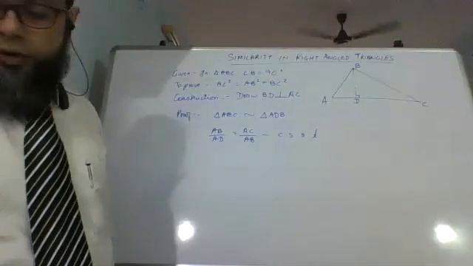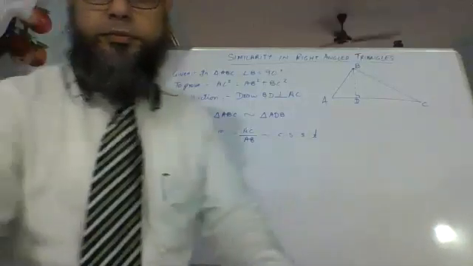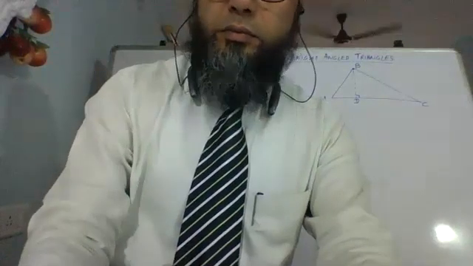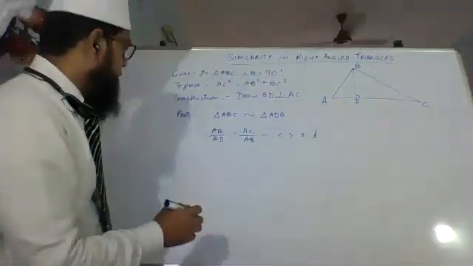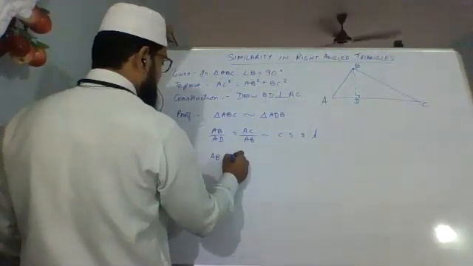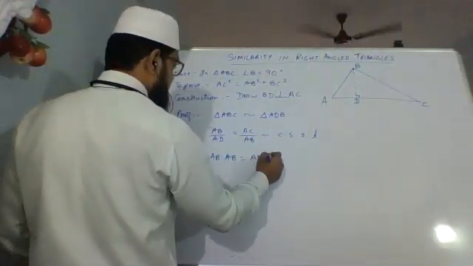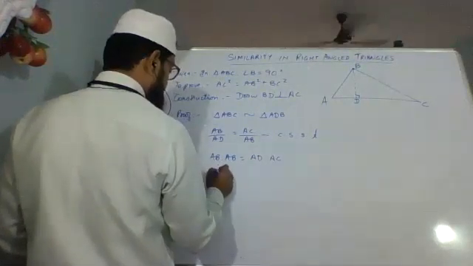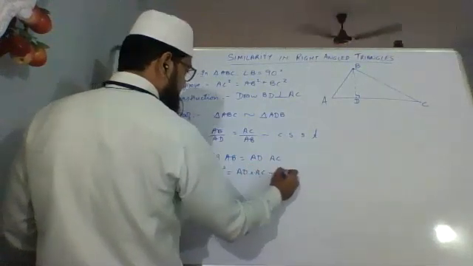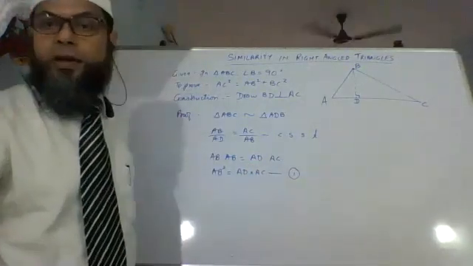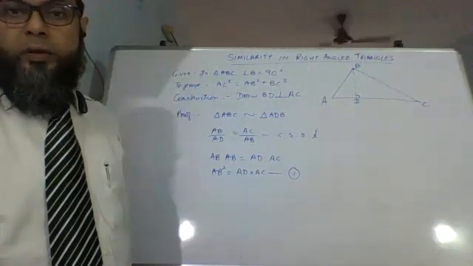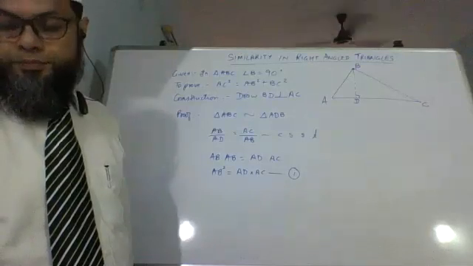Okay. So I bring this AB this side. I get AB into AB equals AD into AC. That is AB square equals AD into AC. I'll call this equation 1.